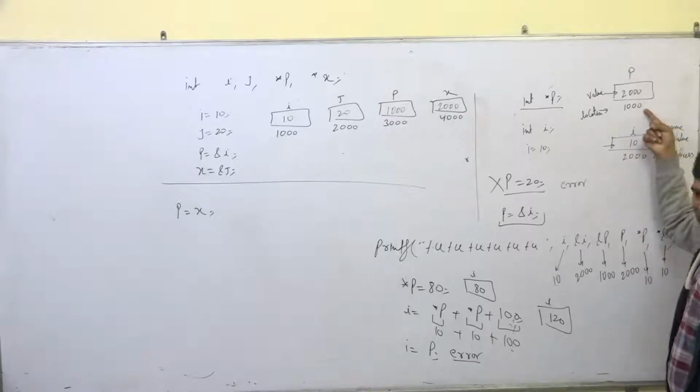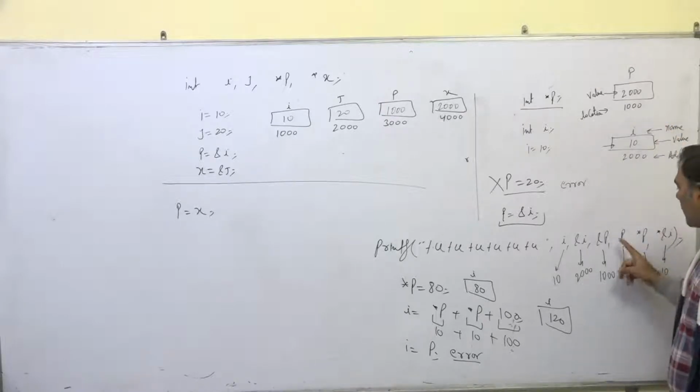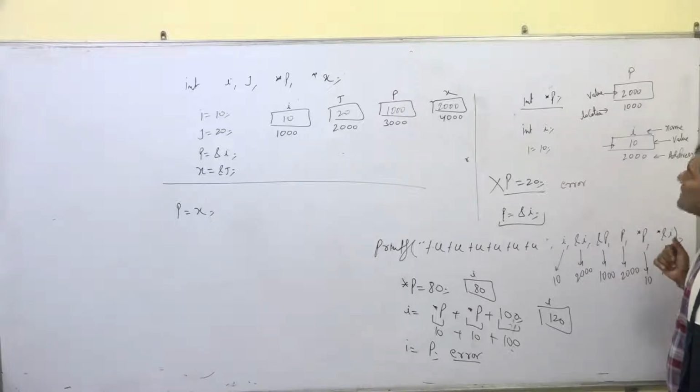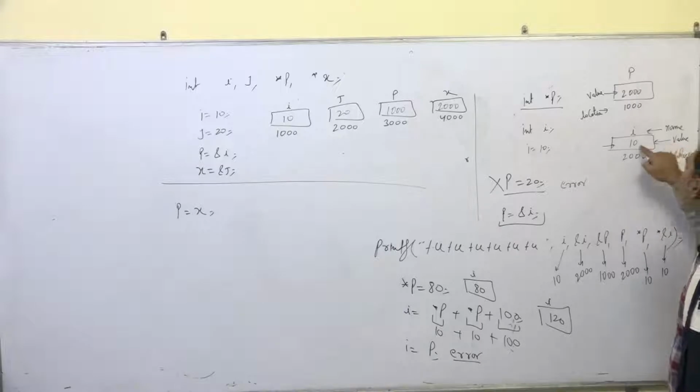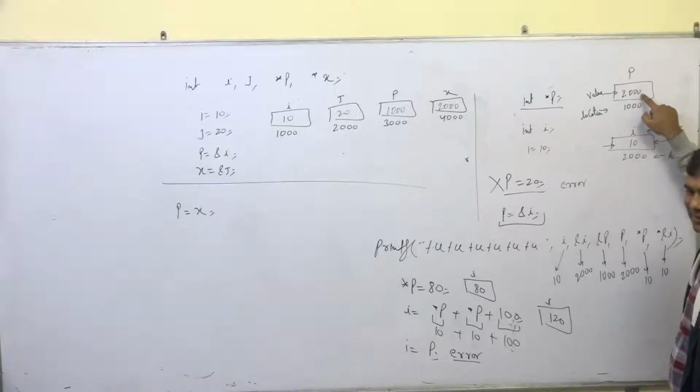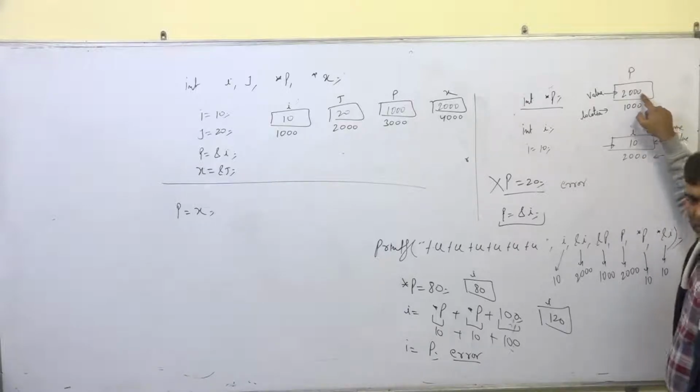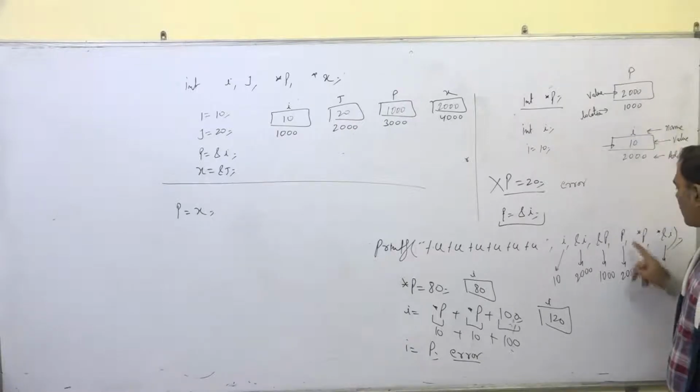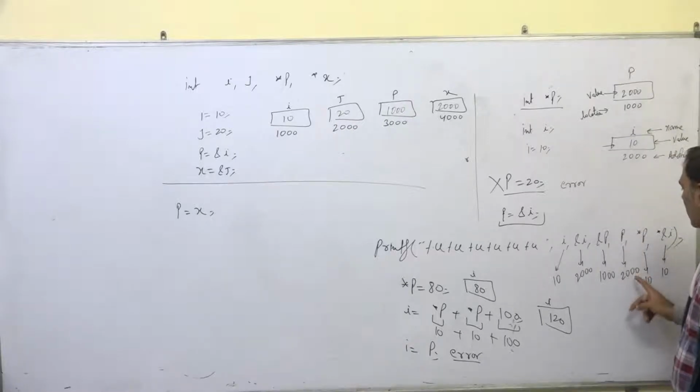Address of P. Tell me, what is the address of P? 1000, because it is an address. So P's address means 1000. P means value, just like I means 10. P means 2000. Clear? No problem. So P points to 2000. So P holds what? 2000.